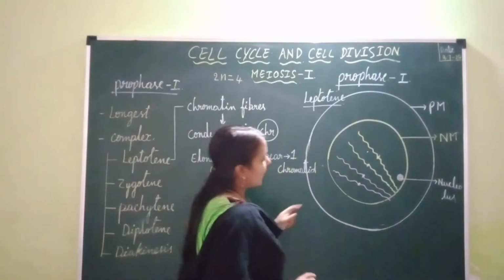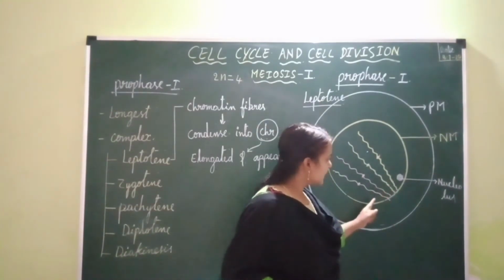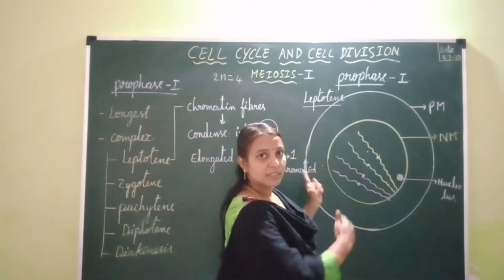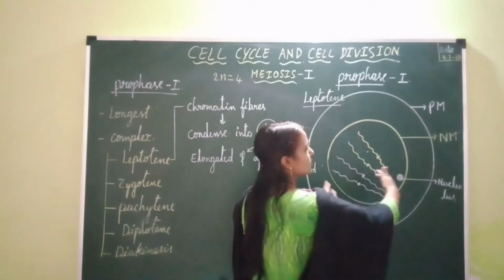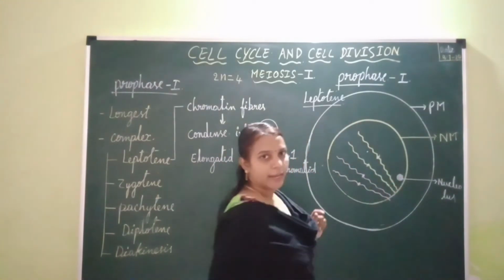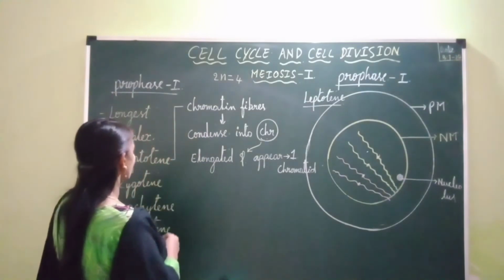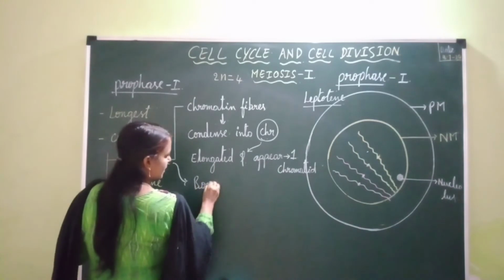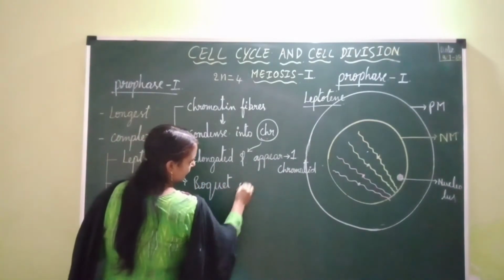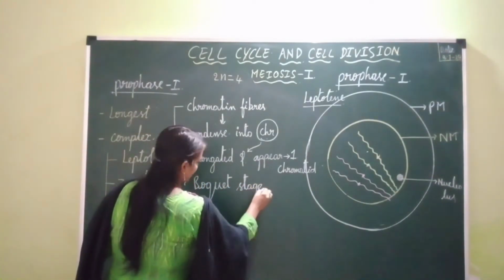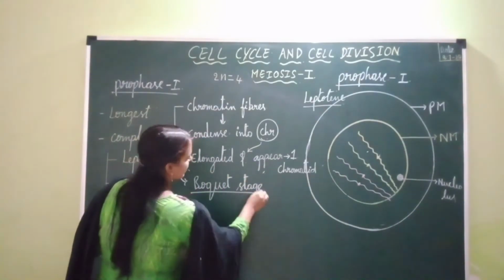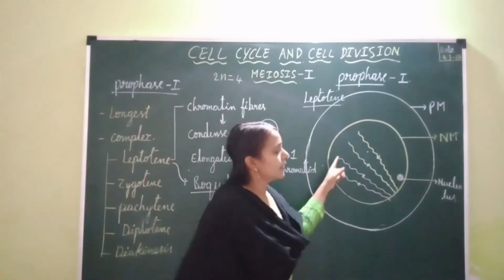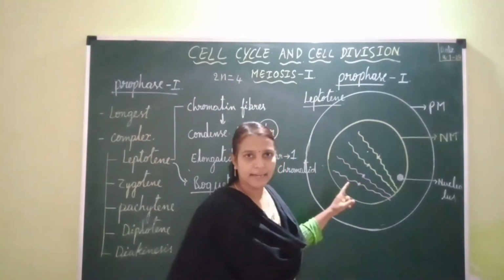One end of all these chromosomes is attached to the nuclear membrane, but the other end is free. So all these chromosomes appear in the form of a bouquet. Hence this leptotene stage is also called the bouquet stage of prophase 1 of meiosis 1. These are the changes which occur inside the nucleus during the leptotene stage.